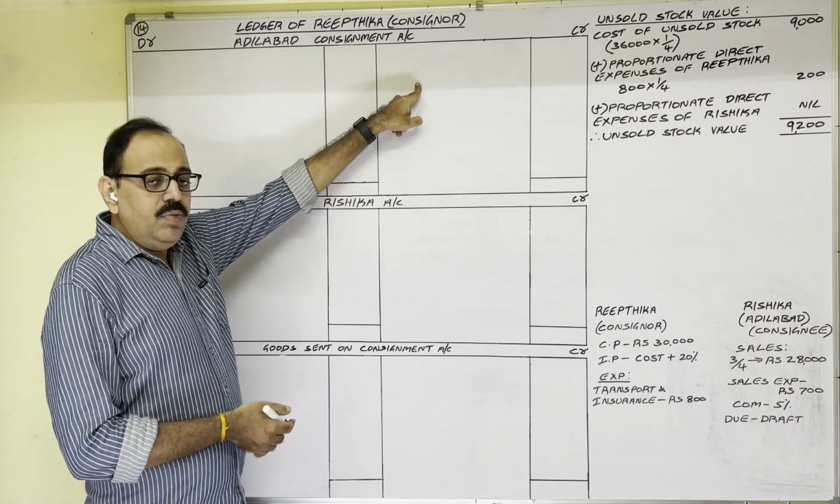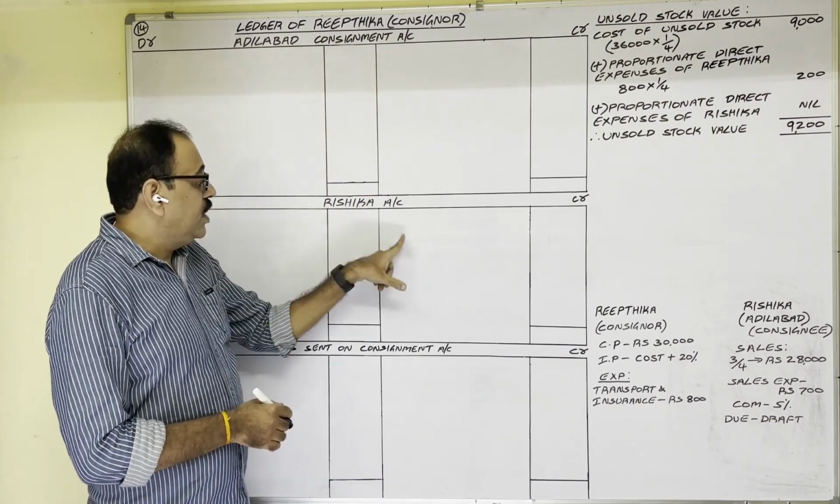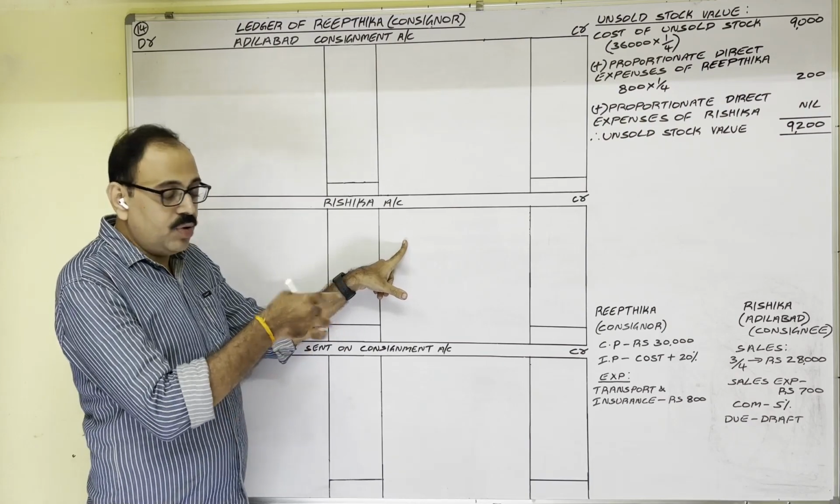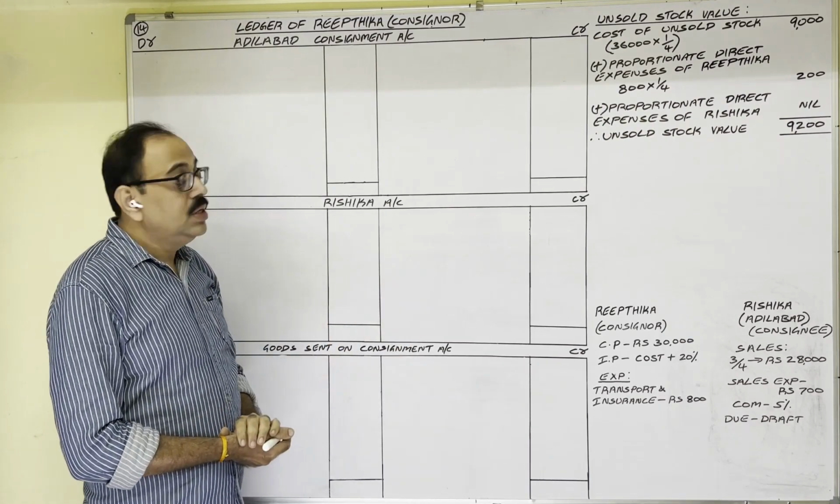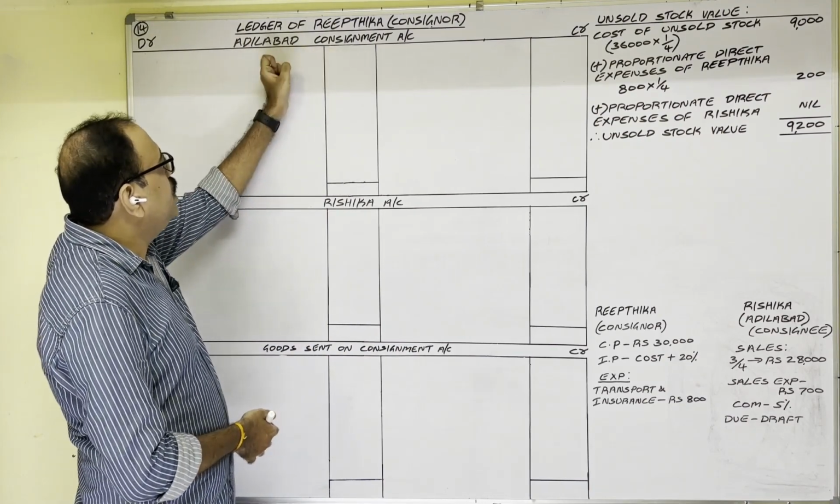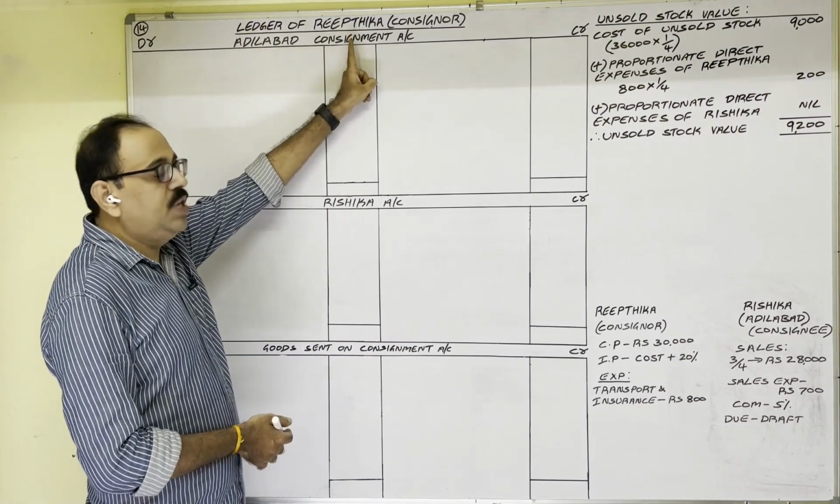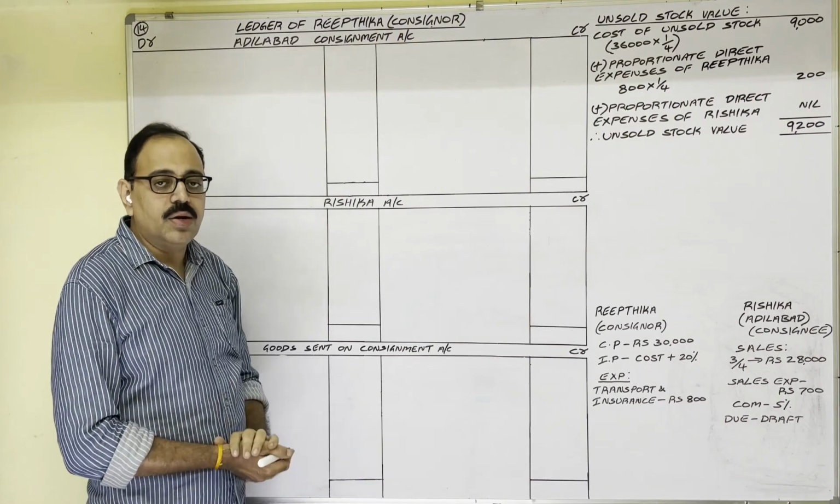Adilabad Consignment Account is the first account. Rishika's account, the consignee's account, is the second account. Goods Sent on Consignment Account is the third account. In whose books are we preparing these three accounts? In the ledger of Deeptika, in brackets, consignor.